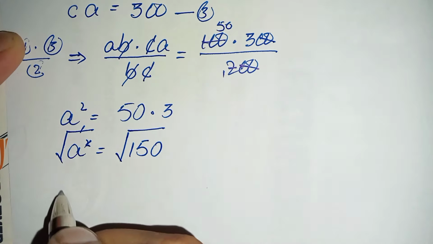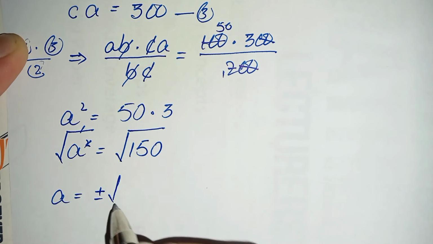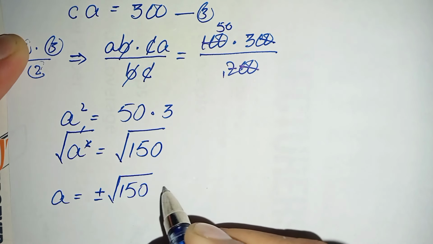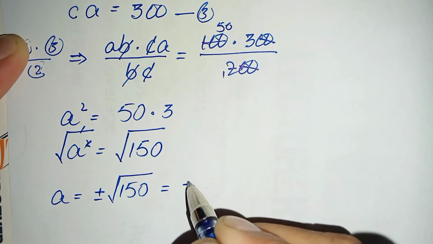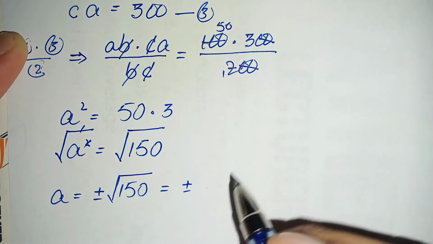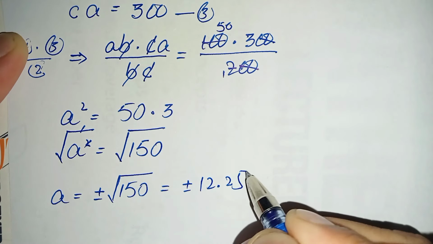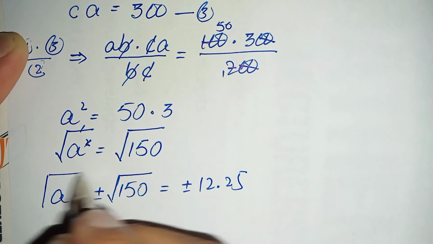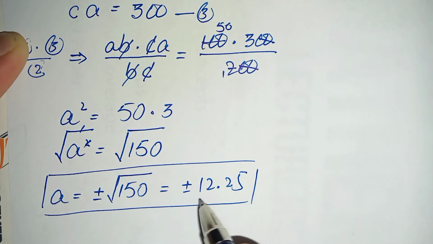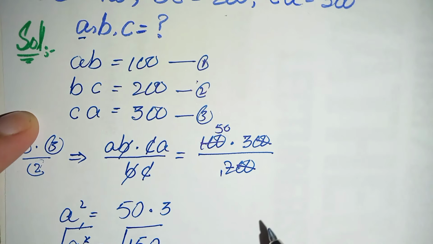So A is equal to plus minus square root of 150, which we can also write in decimals as plus minus, and the square root of 150 is equal to about 12.25. So this is the required value of A in terms of square root or in terms of decimals. Now we will try to find the value of B.